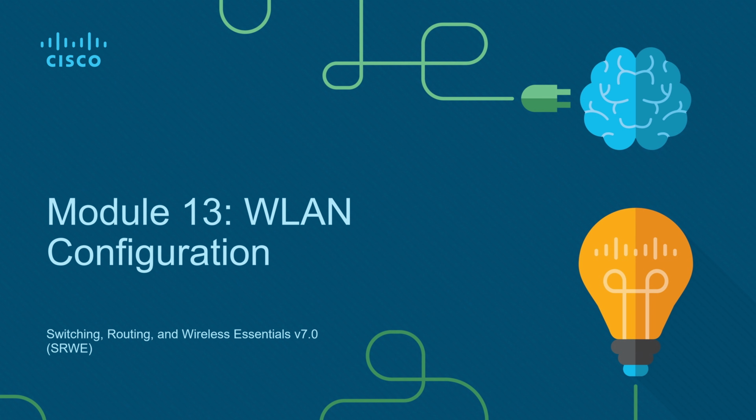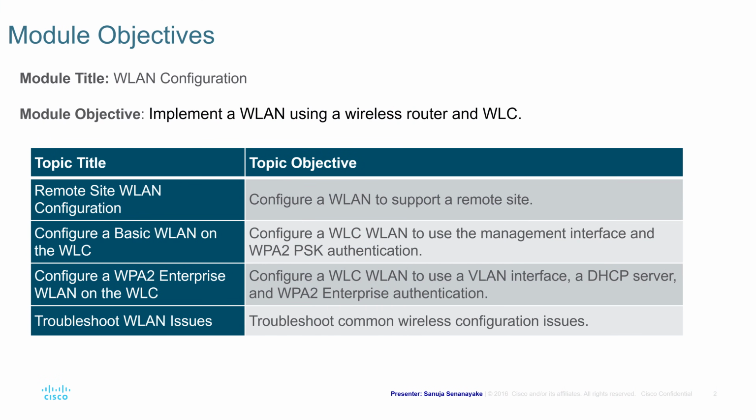Today, I will cover module number 13, which is WLAN configuration. In this module, we will learn how we can implement a WLAN using a wireless router and a WLC. We will cover remote site WLAN configuration. We will learn how to configure a basic WLAN on a WLC. We will also learn how we can configure a WPA2 enterprise WLAN on the WLC. Finally, we will also cover how you can troubleshoot common wireless configuration issues.